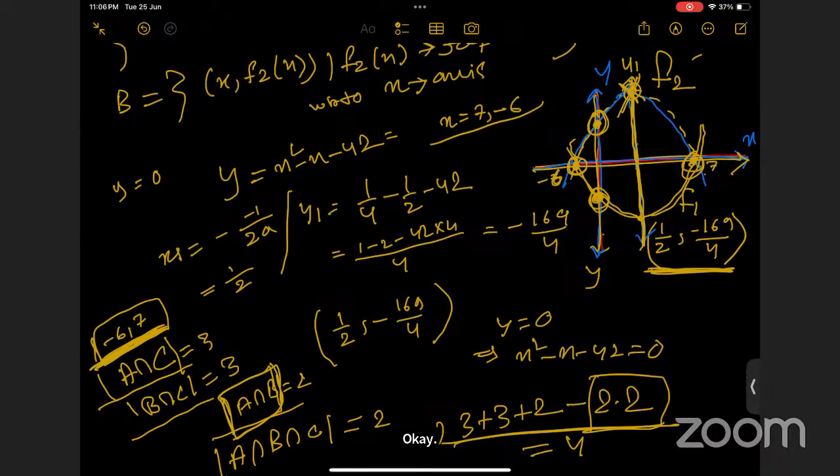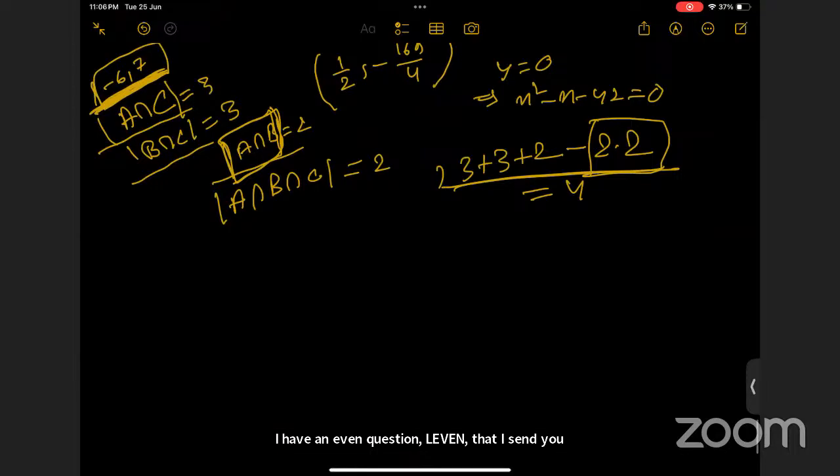Ma'am, and even question 11 that I sent you. Okay, let me check it. These questions are from practice assignments. Yes, ma'am, practice assignment question 11. So what I suggest, there are so many questions, I might not get that much time to cover all of them. So if you have doubt with the concept, you can ask me right now. Otherwise, there will be TA sessions for the practice assignment set, so you will get the solution there also.